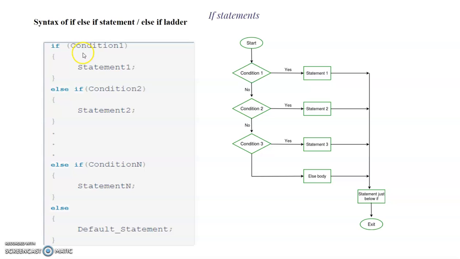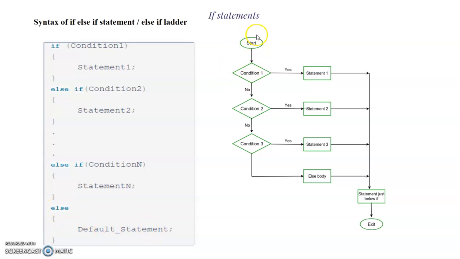So this is the structure or syntax of the if else-if statement or else-if ladder, that is: if condition 1, statement 1, else if condition 2, statement 2, and it goes on until the last else if condition n and statement n, else some other statement.